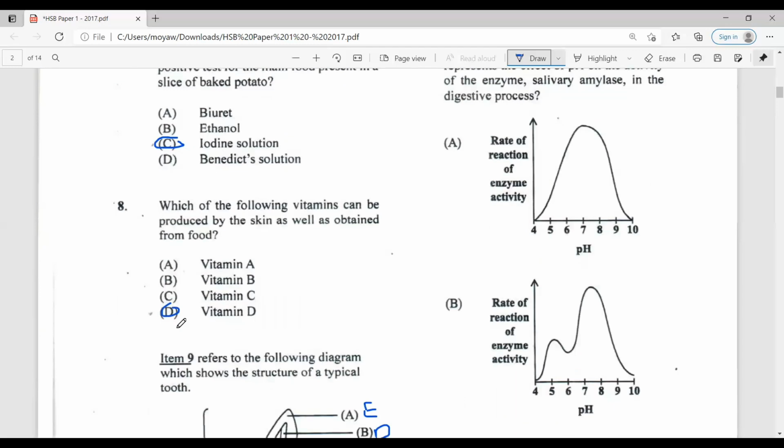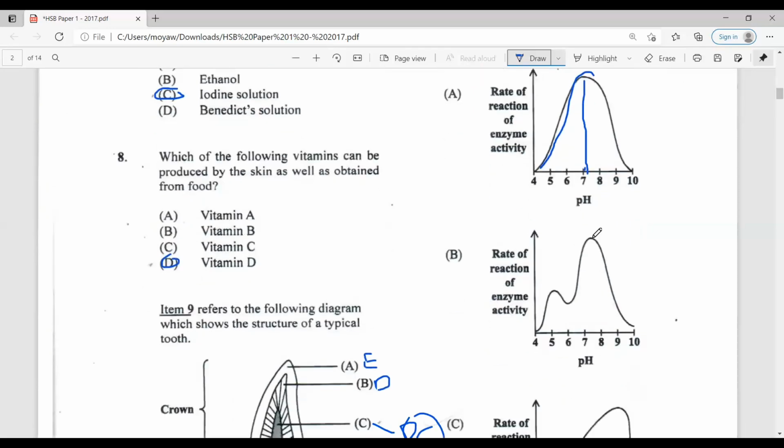So if we're looking at the diagram, we have rates of reaction of enzyme activity, and then we have pH at the bottom. So now we're looking at A. So we're trying to find salivary amylase in the digestive system. So this is where the optimum pH is. Oops. You know, my line is not that straight, but it's 7, roughly there. And that's the range in which we should expect salivary amylase to work best, because that's its optimum pH. That's the pH that it works best in. So this one is looking good.